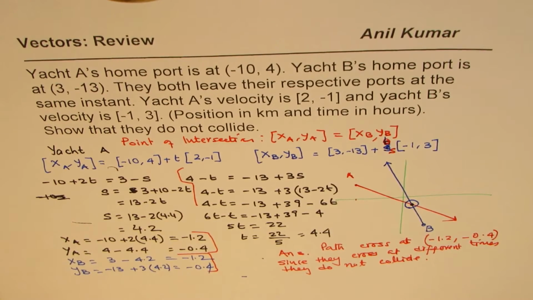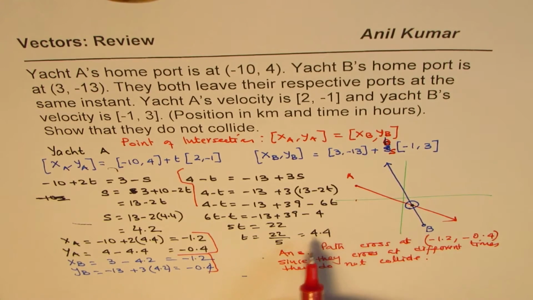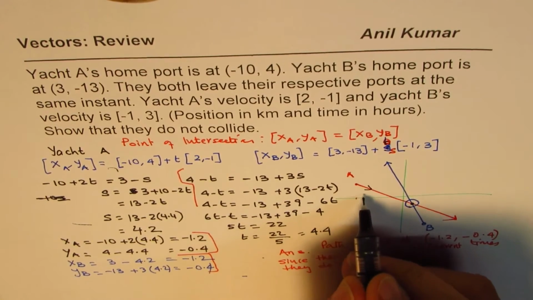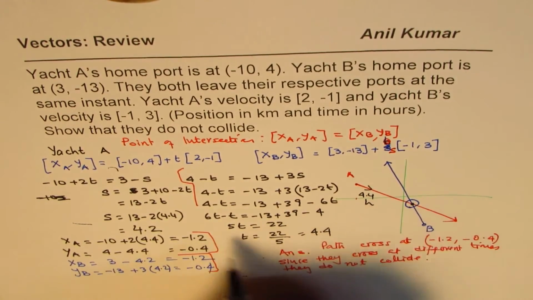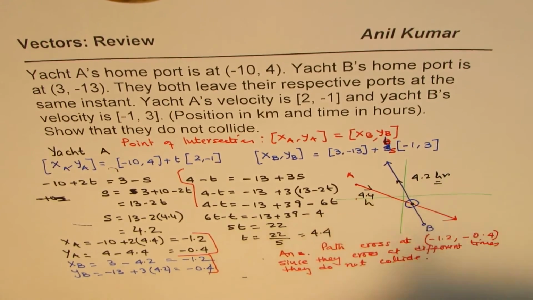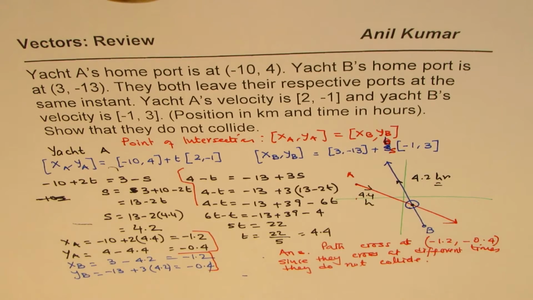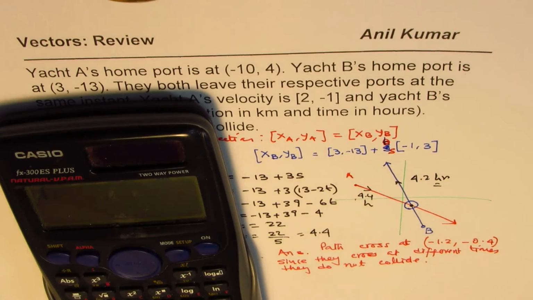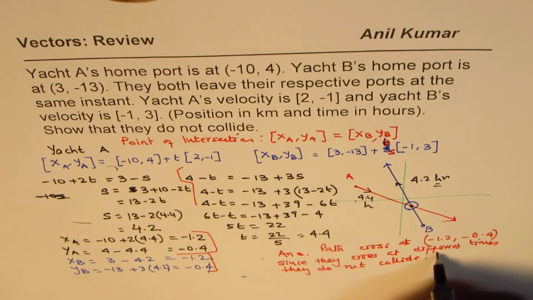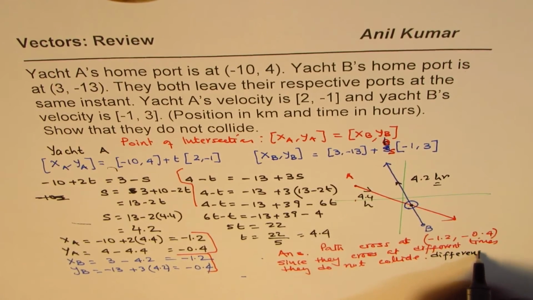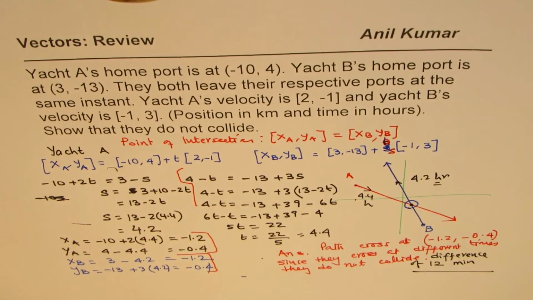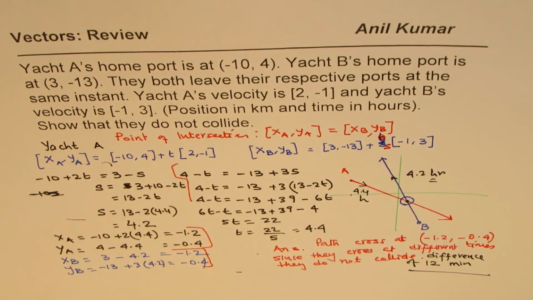So what are their times? A takes 4.4 hours to cross. The other one takes 4.2 hours to cross. So there's a difference of 0.2 hours, that is 0.2 times 60, which is 12 minutes. So a difference of 12 minutes, so they don't collide, correct? So that's how we can actually solve this question.